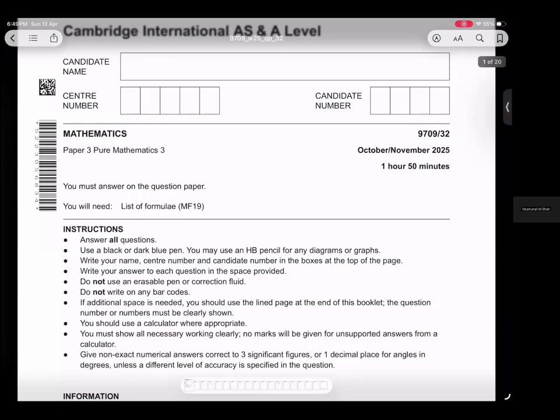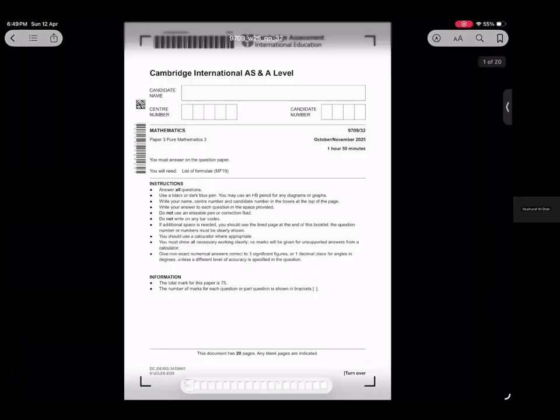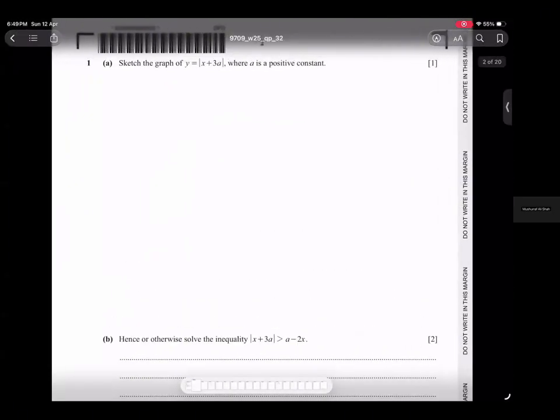Bismillahirrahmanirrahim, students. This is October 2025, 32 variant. We have the complete Pure 3 paper. We are going to start, so get ready. Question number 1.